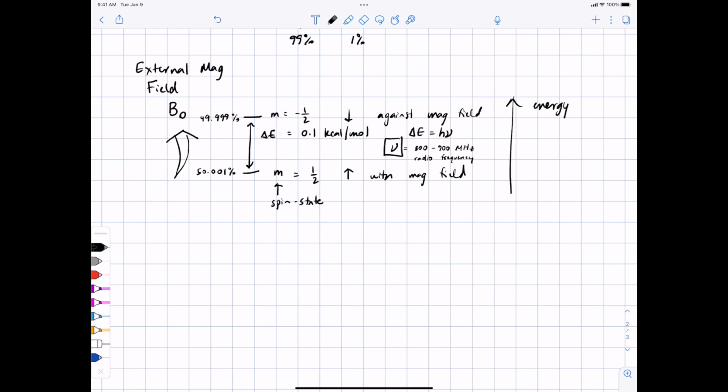Could it be either, or is it always on the positive spin state? It's always lower in energy to be aligned with the magnetic field.